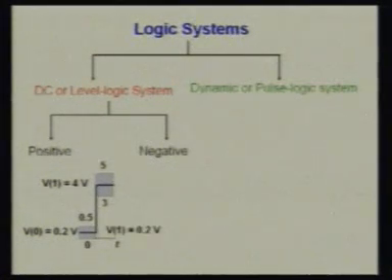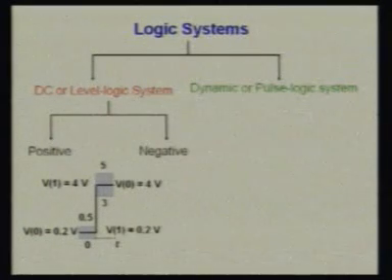In the negative logic system, the higher state is assigned by the lower voltage, and the lower state is assigned by the higher voltage. That is, we can say that the 0 state or the low state is assigned by 4 volt, which may vary from 3 to 5 volts, and similarly the higher state is assigned by 0 volt or up to 0.7 volt.